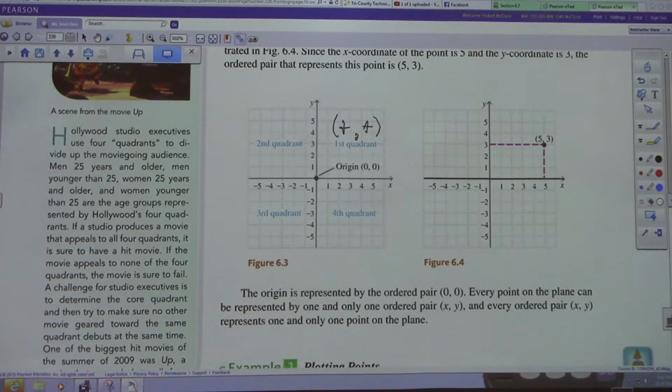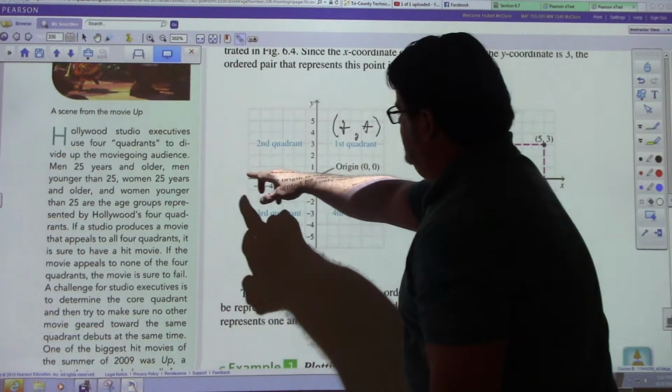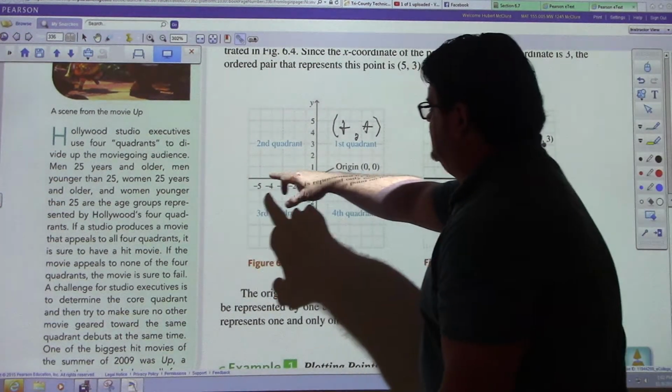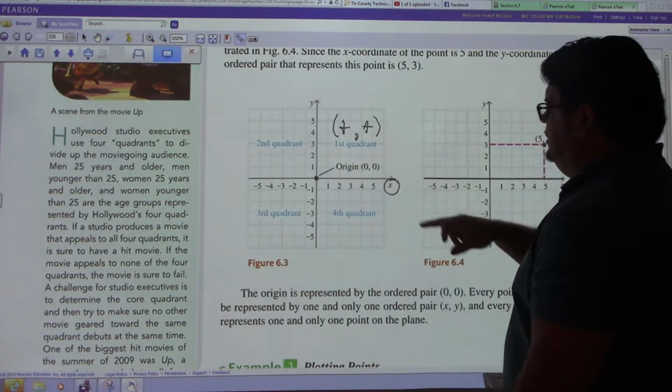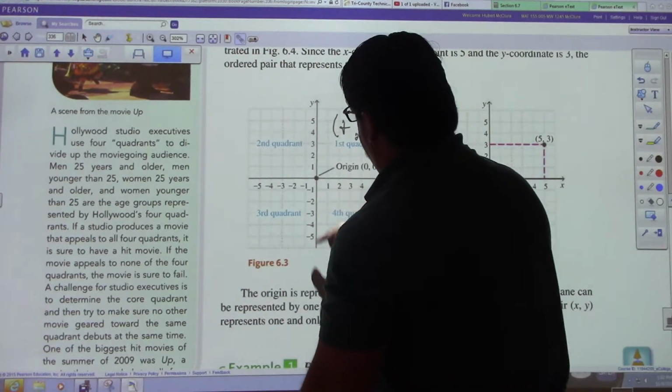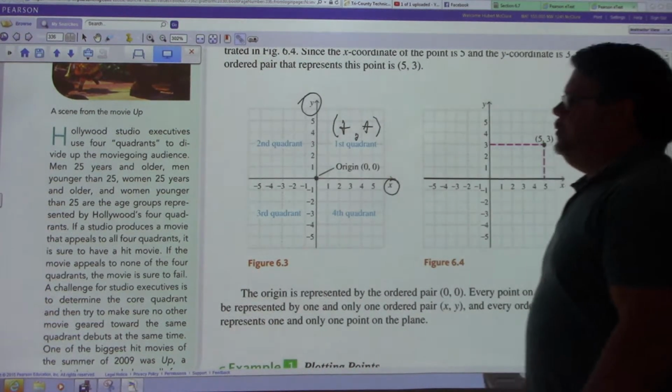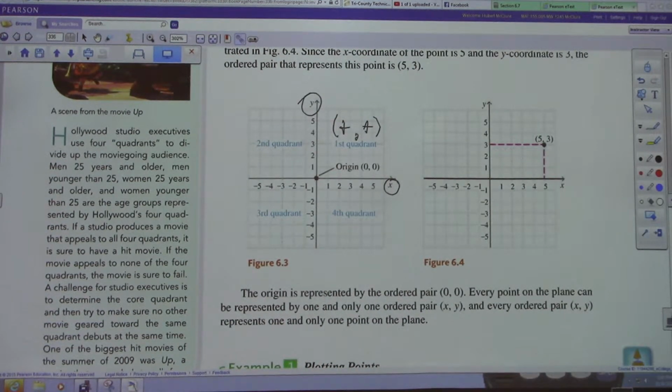Now where did I come up with X and Y? Well, the X bar is called the horizontal. That's in the X direction. The Y bar is the vertical. It's in the Y direction. So every coordinate is based on an X and Y coordinate system.